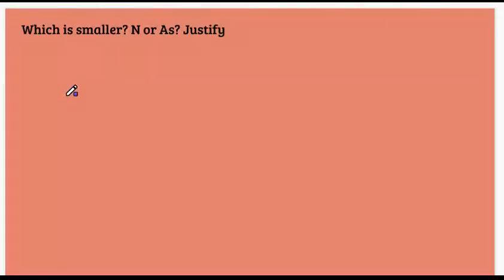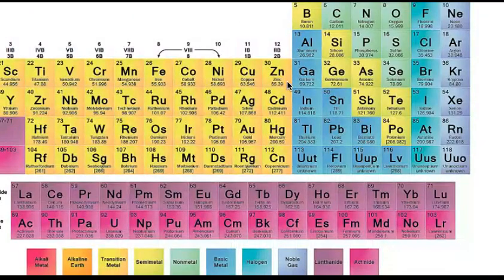So give your reasoning. So first of all, you have to decide which is smaller, nitrogen or arsenic. So what you do is you go and look at where they are in the periodic table. You find them. Nitrogen's right here, and arsenic is in the same column, but it's below nitrogen. Well, remember that as you go down, we add energy levels. And they get larger because you're adding energy levels, you're making a bigger distance. So that means that nitrogen will be smaller than arsenic. So that is our claim.